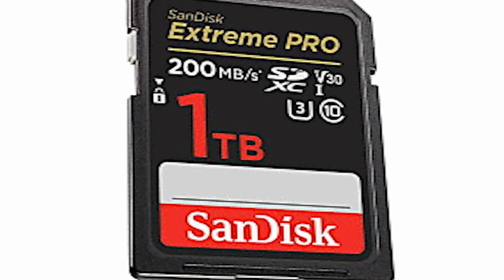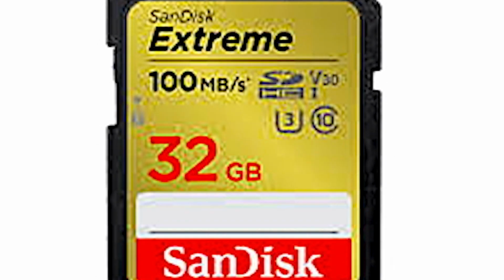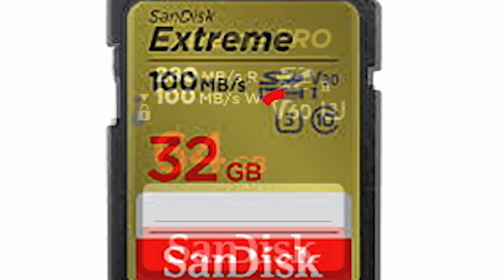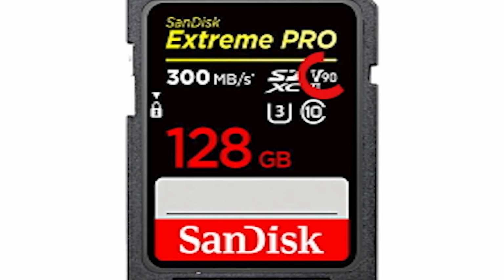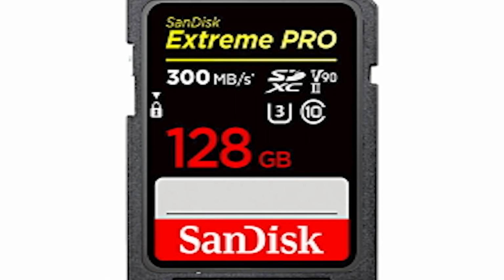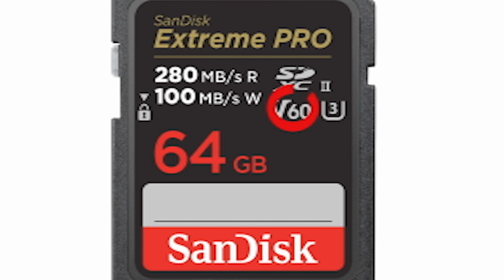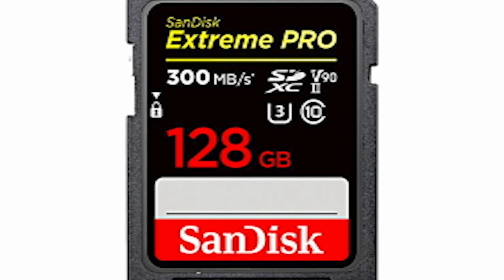For example, if you are shooting high-level cinematic video footage of about 4K, it's not advisable you get a V30 SD card. It's advisable you get a V60 or a V90 SD card. We have a V30 SD card, we have a V60, we have a V90 SD card. The V30 SD card is mostly good for HD videos. Then the V60 SD card is mostly good for 4K video. And the V90 SD card is mostly good for 8K video.